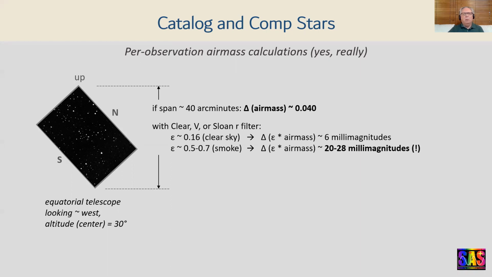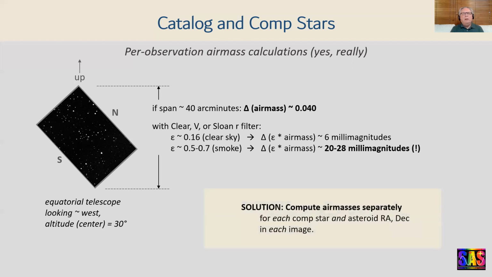So what I did was, instead of using the typical per image air mass of the center of the image, I had started computing air masses separately for each comp star and each asteroid's sky position in each image. Takes a fair amount of computer time to do it. It's not that hard, and it really completely suppressed the edge-to-edge extinction errors that I was seeing that were dominating.